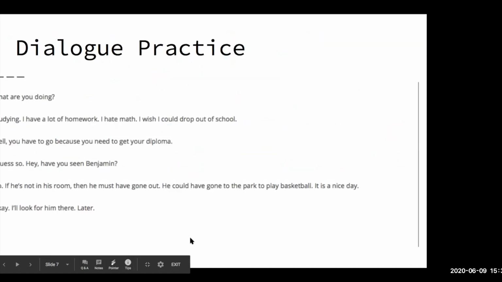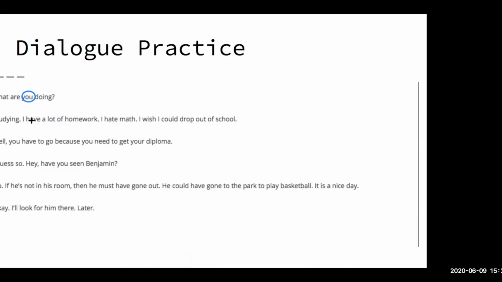This is a dialogue practice I found online that I really like, that you can use to practice that schwa sound. So let's take a look and practice and try to see where you can spot that schwa sound. So, hey, what are you doing? Studying. I have a lot of homework. I hate math. I wish I could drop out of school.